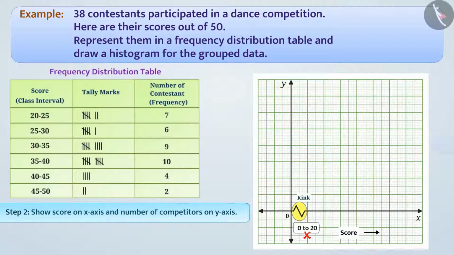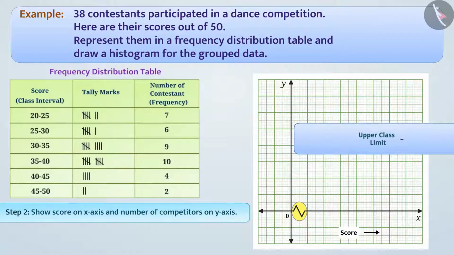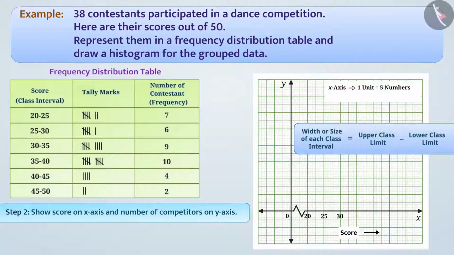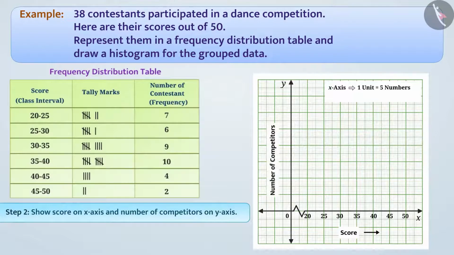Here, the difference in the upper class limit and the lower class limit of each class interval, that is, the width or size of each class interval is same. Therefore, we will mark the class intervals by keeping the same distance on the horizontal axis. Similarly, we will show the number of competitors on the y-axis by taking 1 unit equal to 2 contestants.